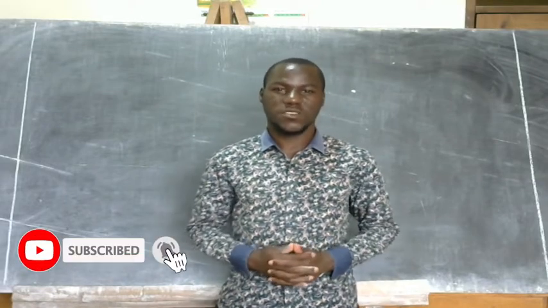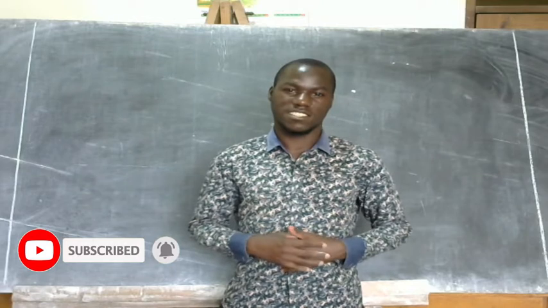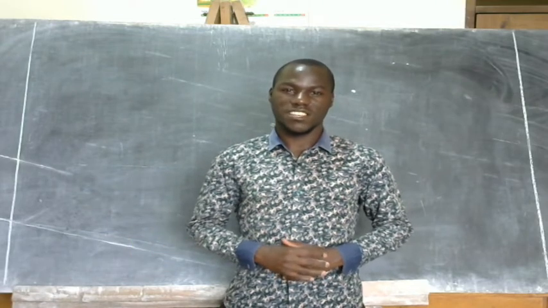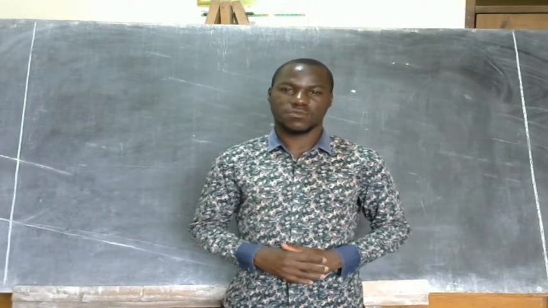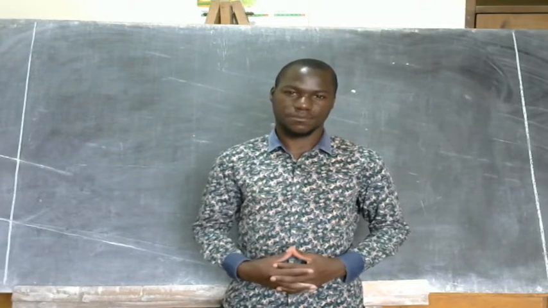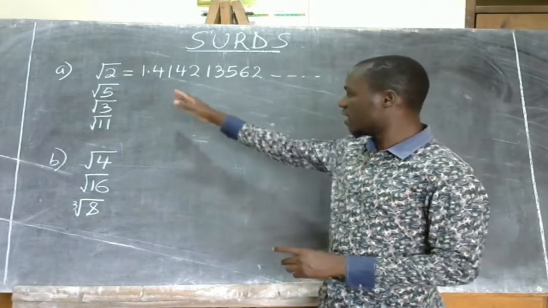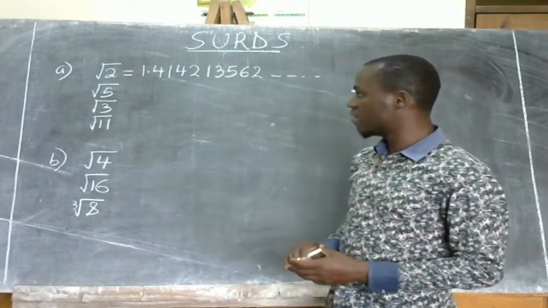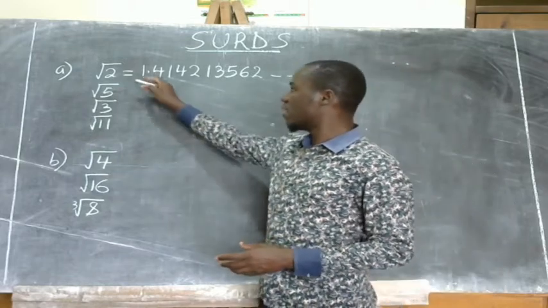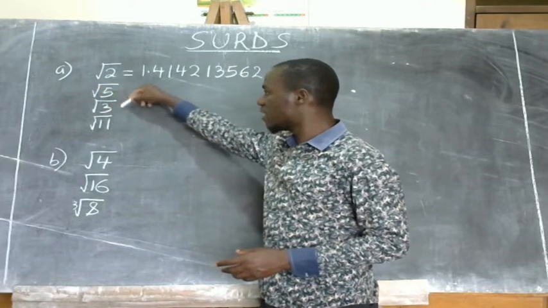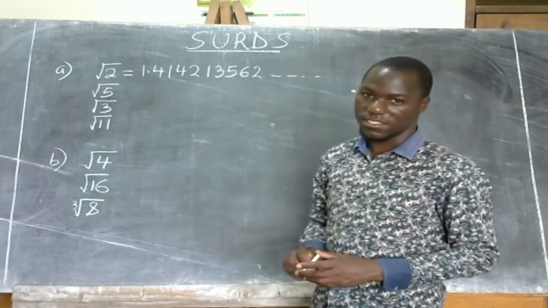In our lesson today, we are going to talk about surds. A surd is a root which cannot be expressed as a fraction. We have a part A there and then the part B. Some of the examples, these ones here in part A, all of them are surds.